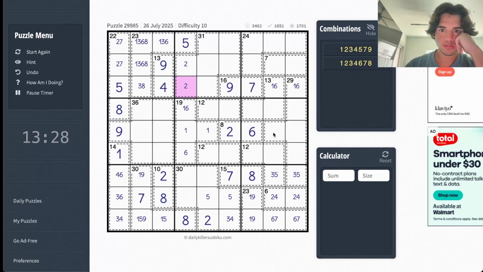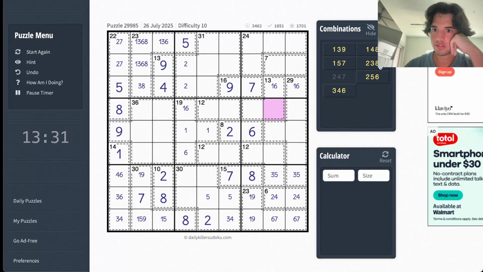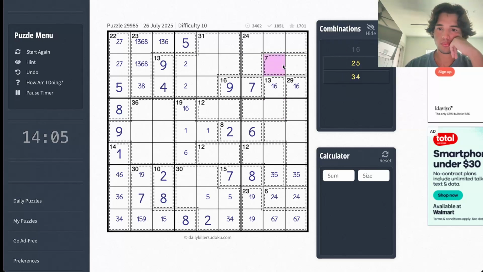So now, 1, 6. Maybe we take a look over here. This can only have a 1 or a 6 in it. And 8s are removed from here because of that. And 3, 9. So this has to be, couldn't be a 4 and a 7. That's not a pair there. No. 3, 4. 2, 5 or 3, 4.